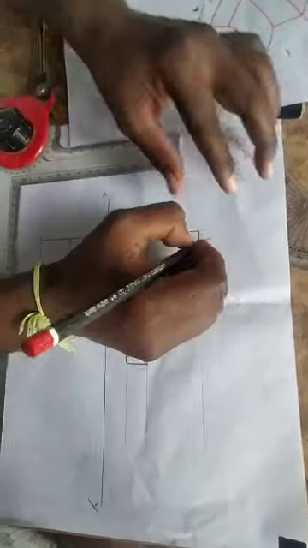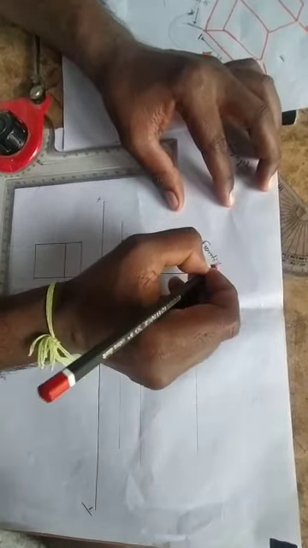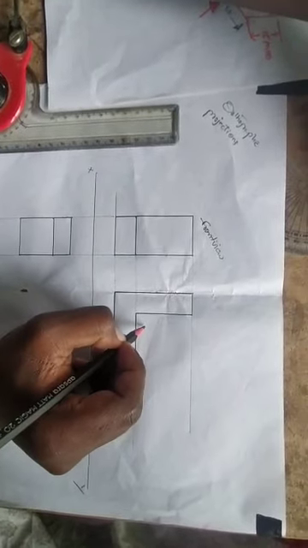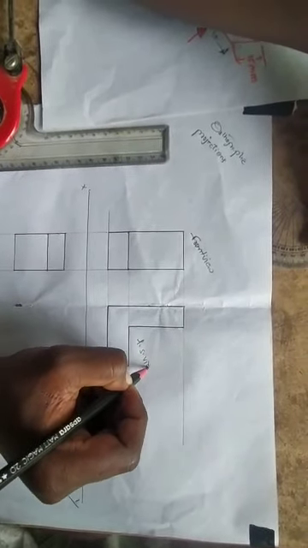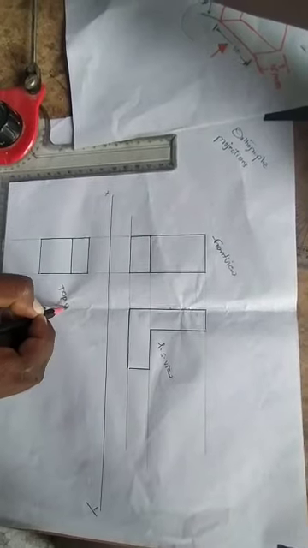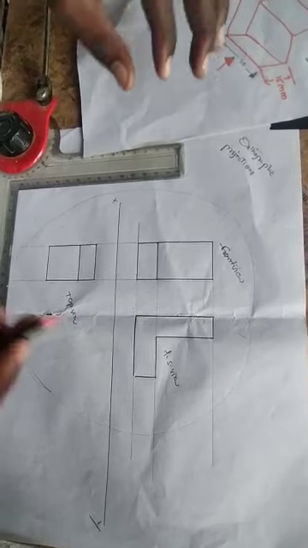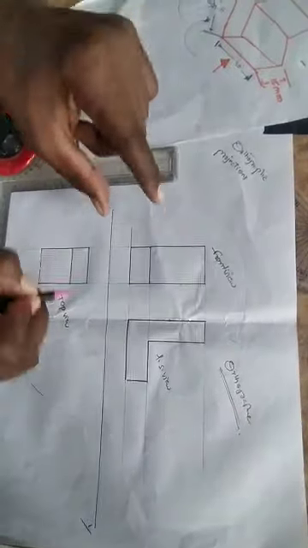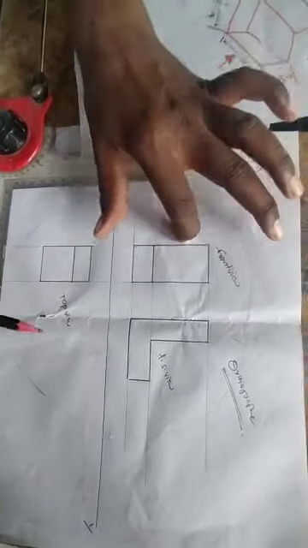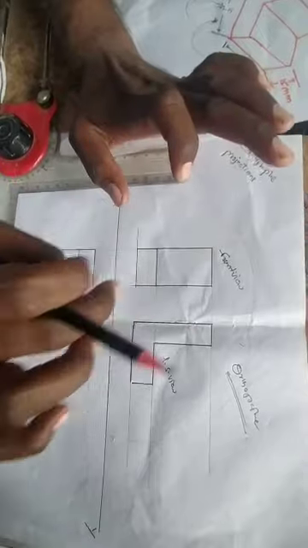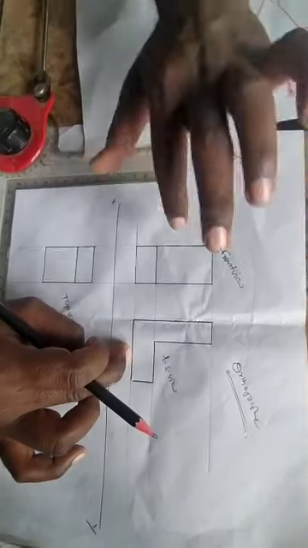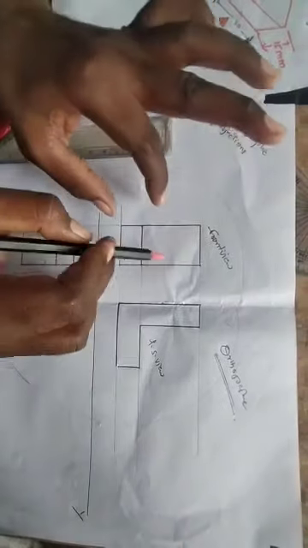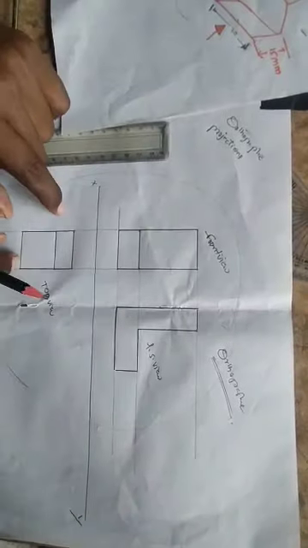This is the front view, this is the left side view, and this is the top view. This is the process to draw views of the 3D object, that means orthographic projections. In first angle projection, front view and side view project on the vertical plane, and top view projects on the horizontal plane.